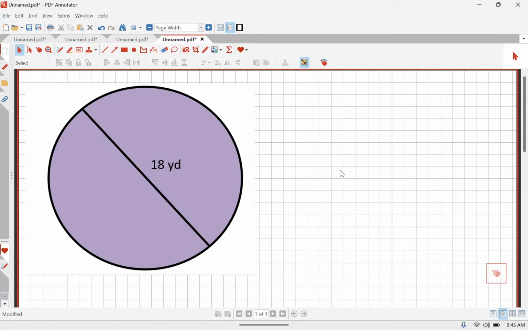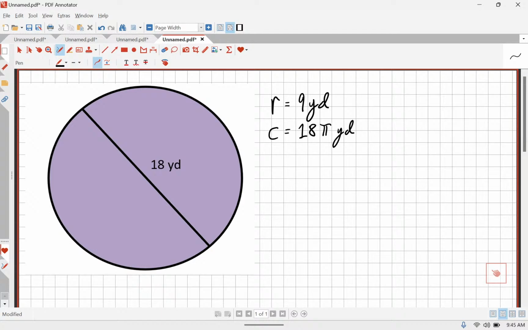Colin, what is the radius of this circle? Yeah, our radius is equal to 9 yards. And what would the circumference be? Do you know? And give it to me exactly. Don't even worry about your approximations. 18 pi. Beautiful. 18 pi yards.